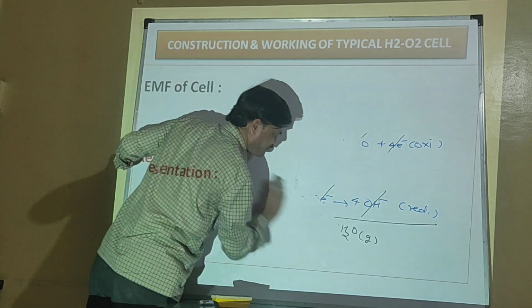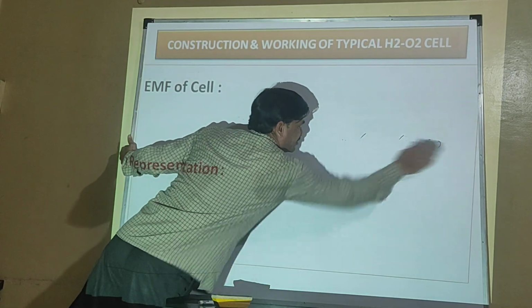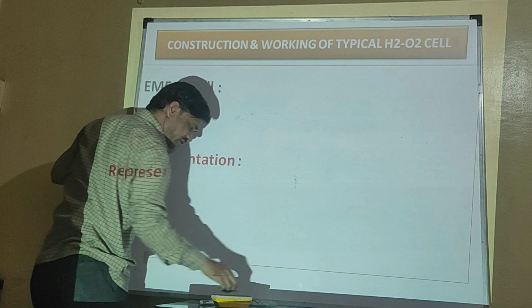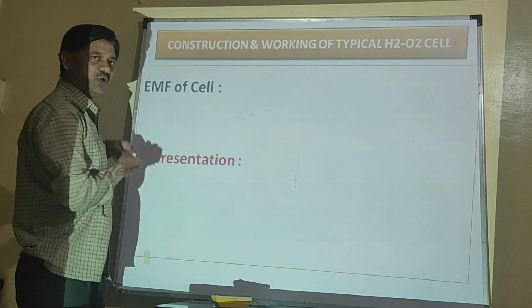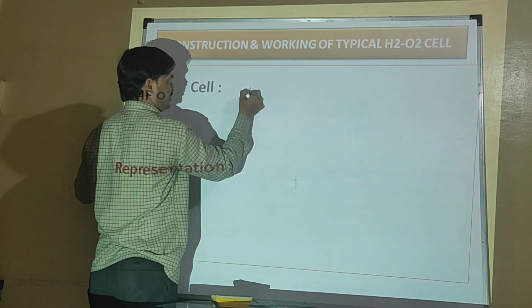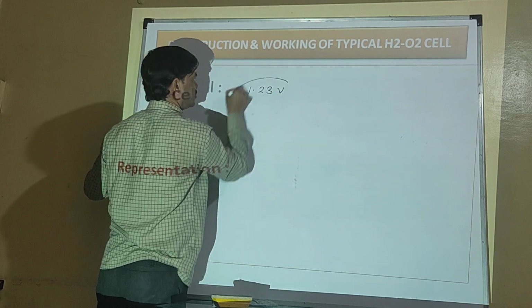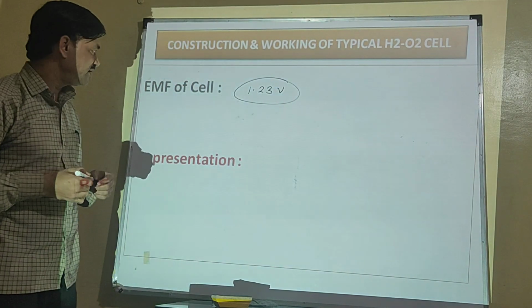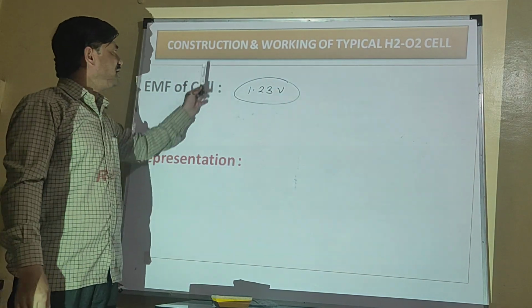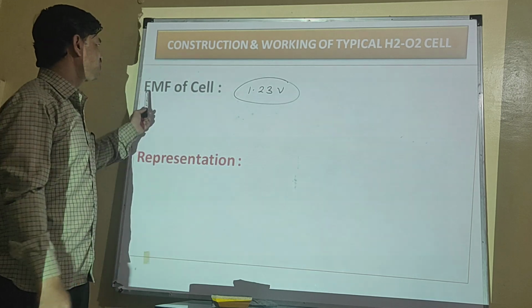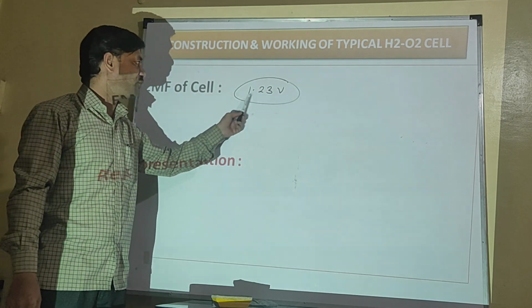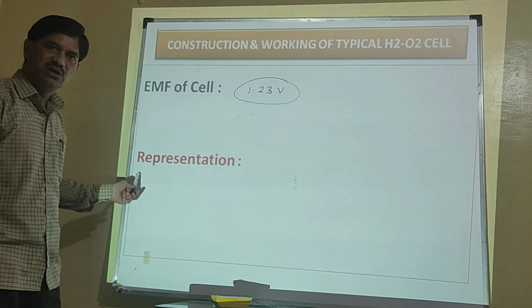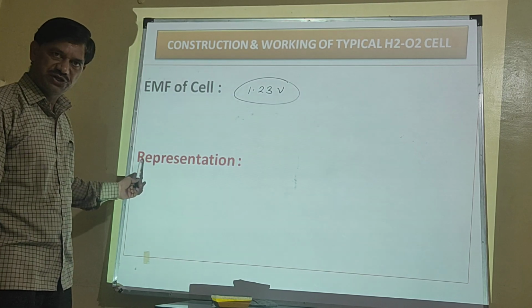After writing the reaction part, we are dealing with the EMF of the cell. Remember, 0.43 and 0.80 volt. So it gives a total sum of 1.23 volt. So remember here, typical H2O2 fuel cell has a standard EMF of how much? 1.23 volt.